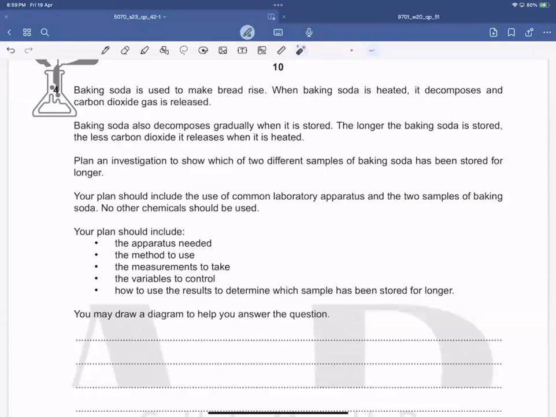For this question, you guys have to follow the whole thing from the start, the whole instructions. So, let's start with this question. Baking soda is used to make bread rise. When baking soda is heated, it decomposes and carbon dioxide is released. Okay.